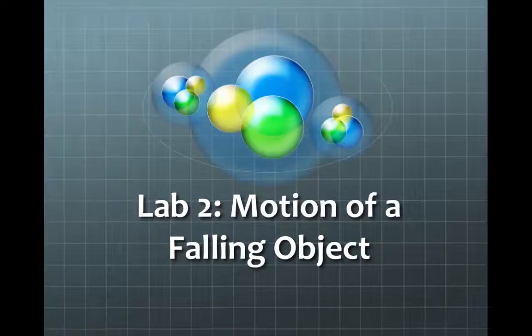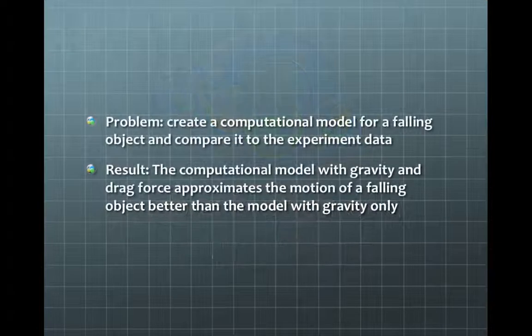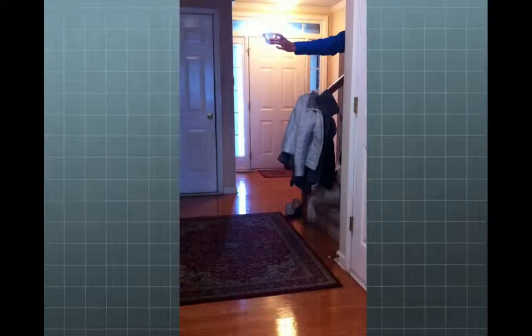Today I'm going to be talking about Lab 2, the motion of a falling object. The problem was to create a computational model for a falling object and compare it to the experimental data. The result was a computational model with gravity and drag force approximates the motion of a falling object better than the model with gravity alone. Here is my video.